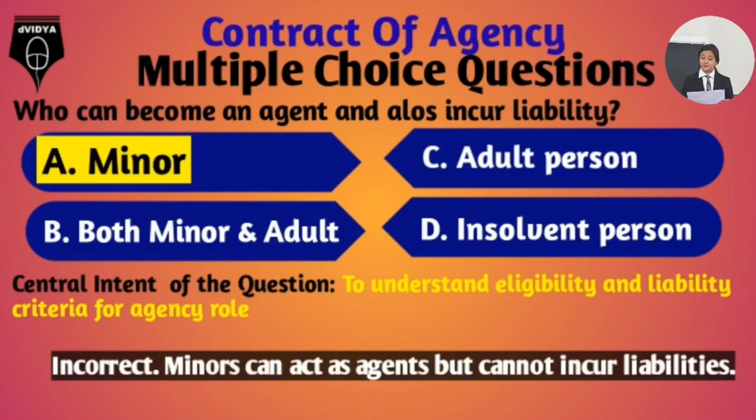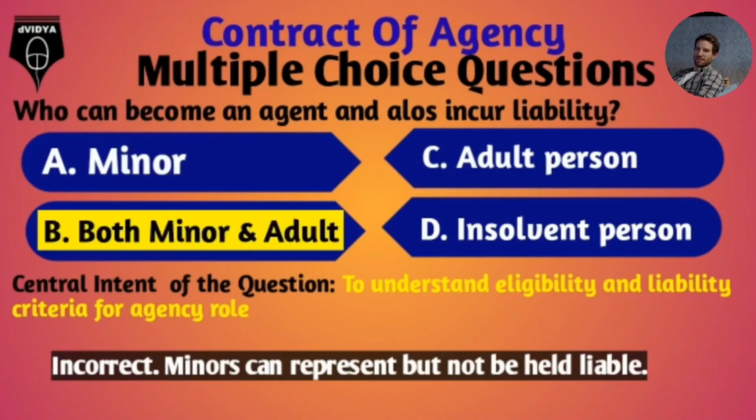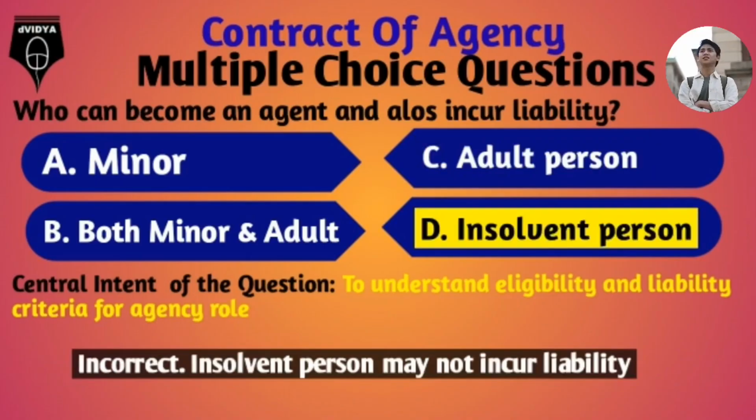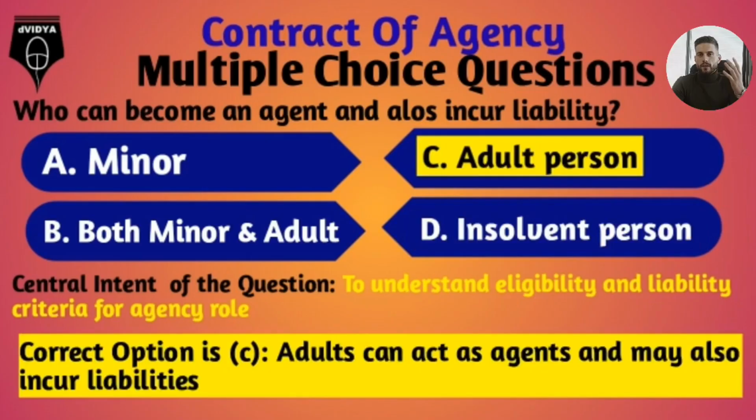Option A, minor. Incorrect. Minors can act as agents but cannot incur liabilities. Option B, both minor and adult. Incorrect. Minors can represent but not be held liable. Option C, adult person. Correct. Adults can act as agents and may also incur liabilities. Option D, insolvent person. Incorrect. An insolvent person may not incur liability. Correct option is C. Adults can act as agents and may also incur liabilities.